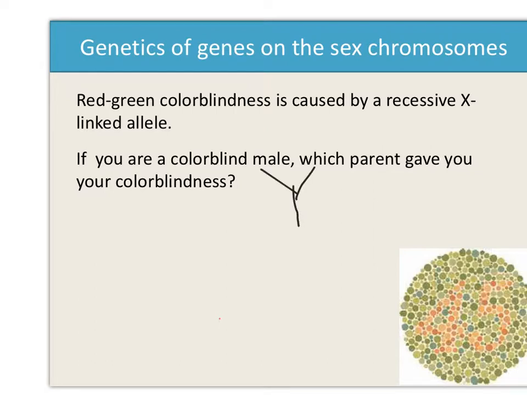Okay, so if you have 1 Y, that means, where did the X come from? The X came from your mother. Okay, so this is an XY, and she had a defective allele. She's heterozygous. She's not colorblind, but she's a carrier. So, which parent gave you colorblindness? If it's an X-linked allele, it's always going to be your mother.